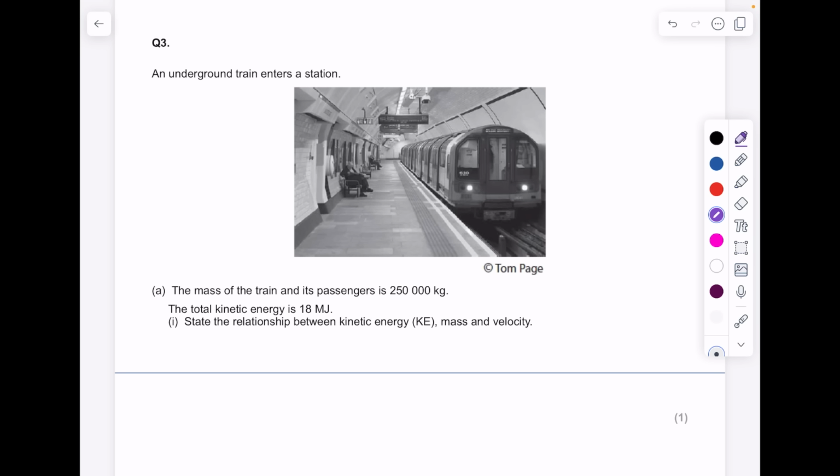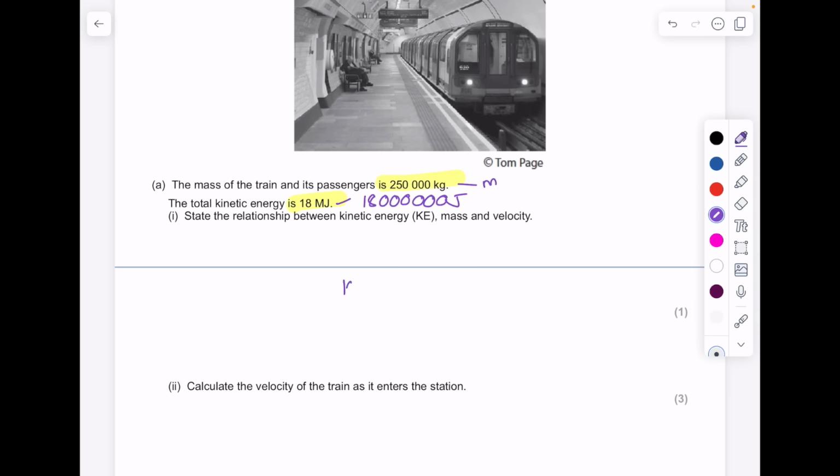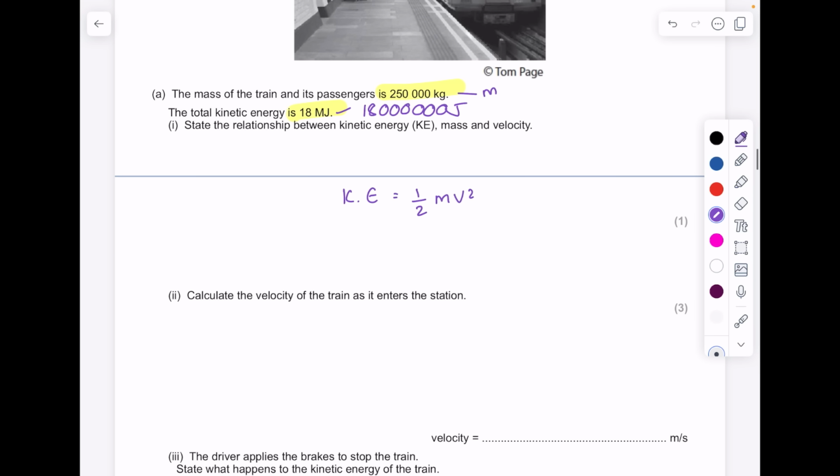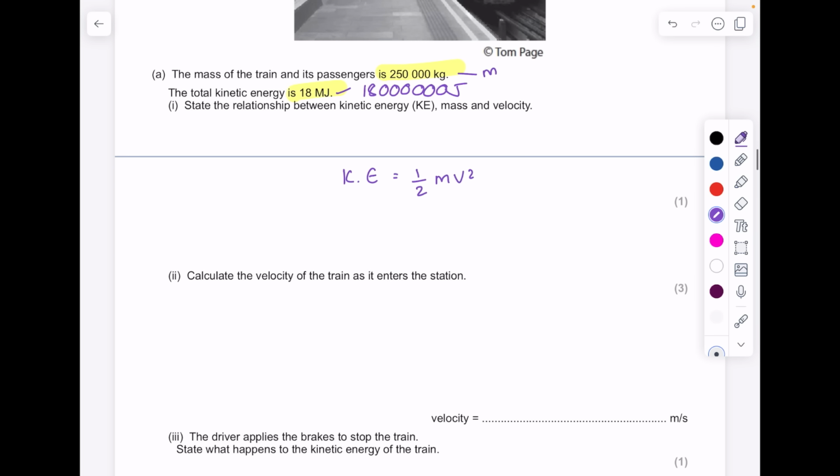An underground train enters a station. The mass of the train and its passengers is 250,000 kg. The total kinetic energy is 18 megajoules. I'm just going to get that into joules, the standard unit, by timesing by a million. State the relationship between kinetic energy, mass and velocity. KE equals half mv squared. Calculate the velocity of the train as it enters the station.